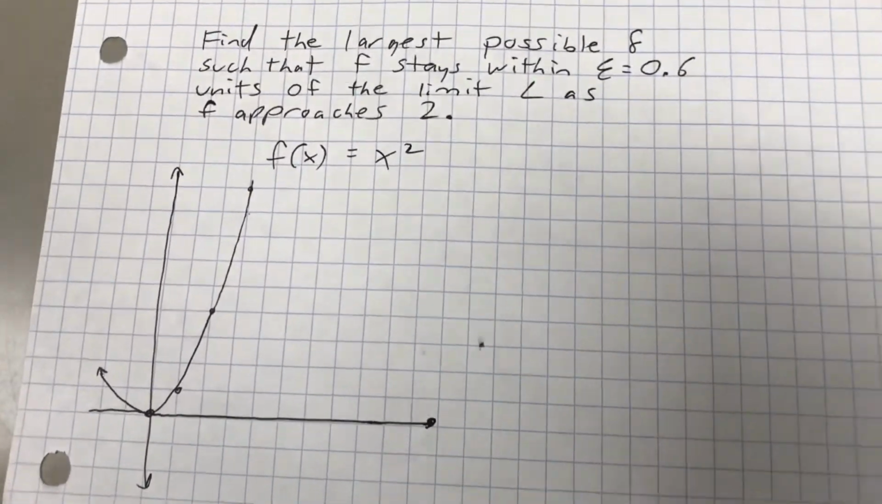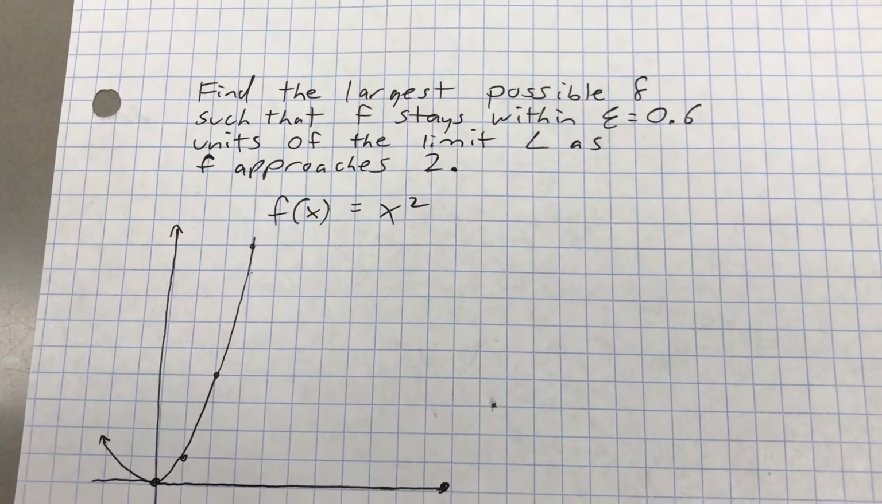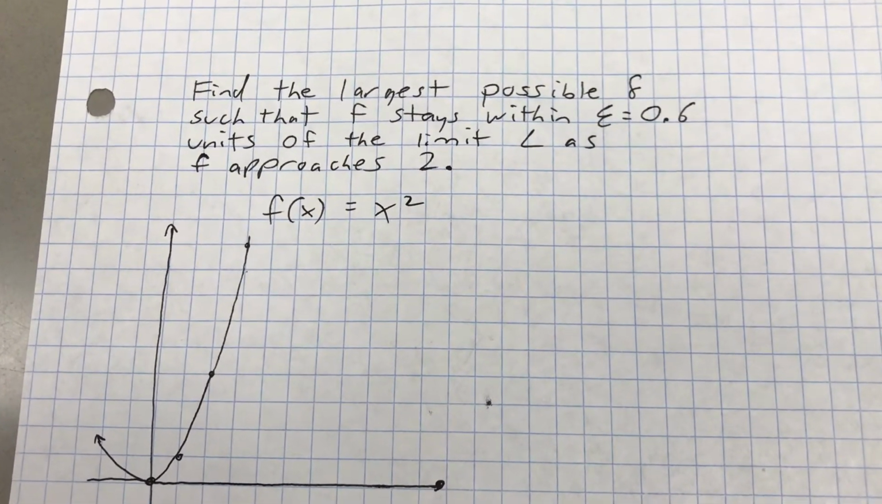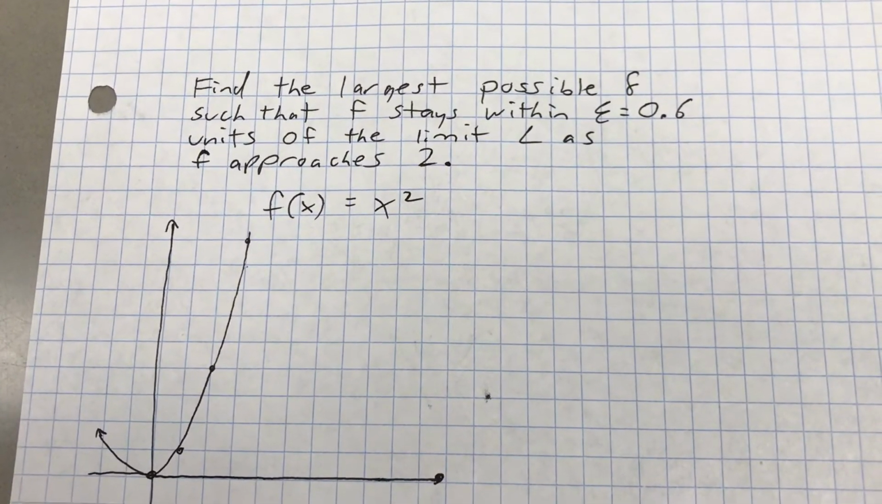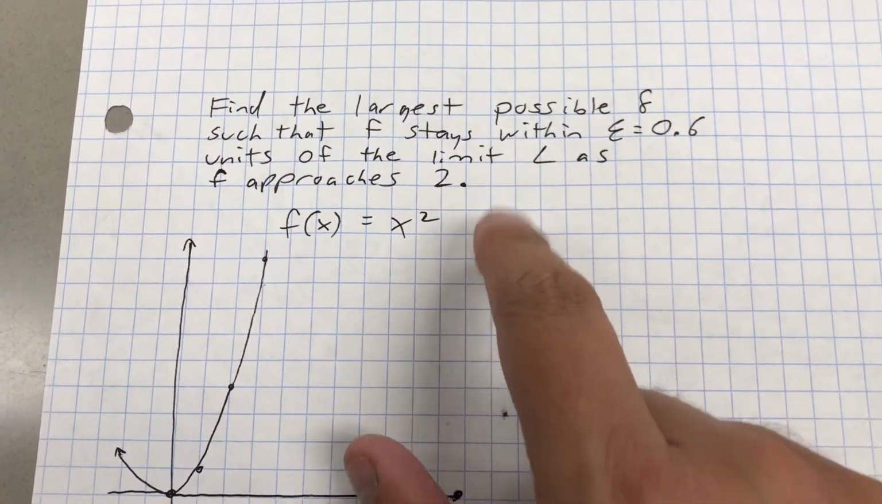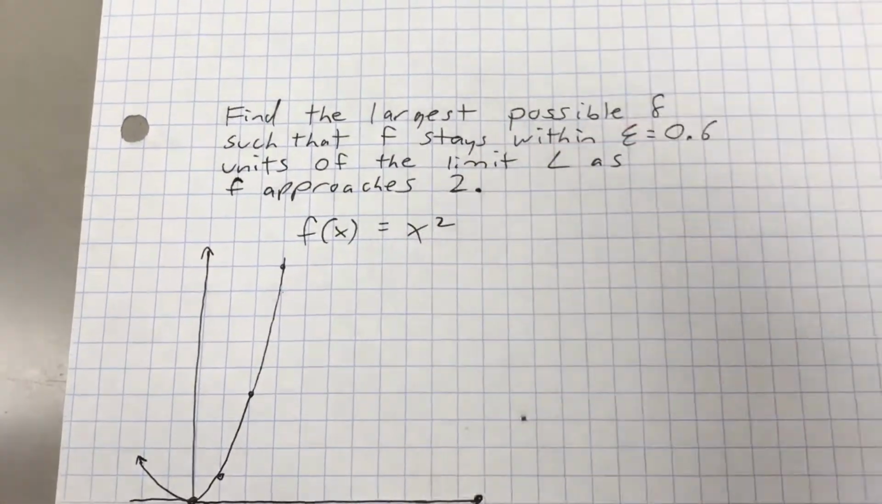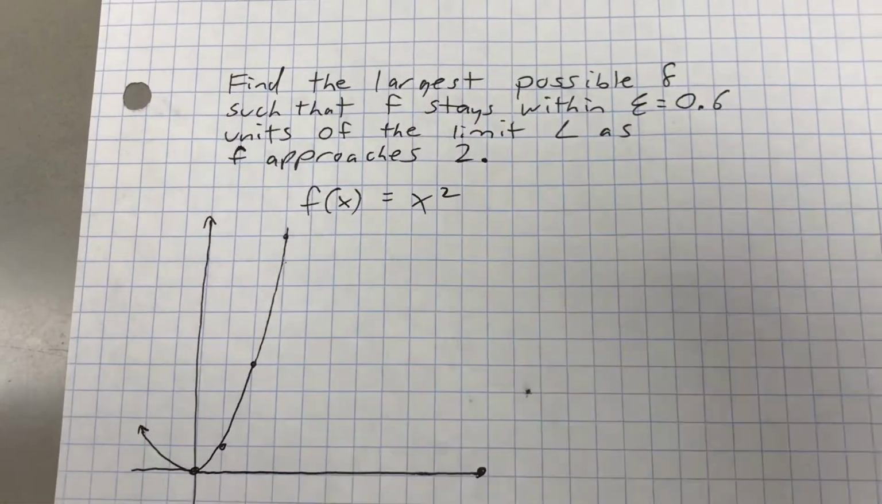So let's take a look at an actual application here. A question might say something like, find the largest possible value of delta such that function f stays within, I'm doing an epsilon value of 0.6 units this time, of the limit L as x approaches 2. Okay? They may not tell you the limit. We're going to use the function f of x equals x squared, and you can see a graph here.